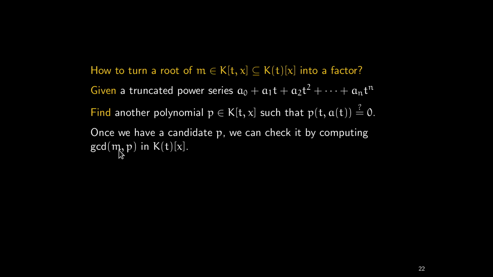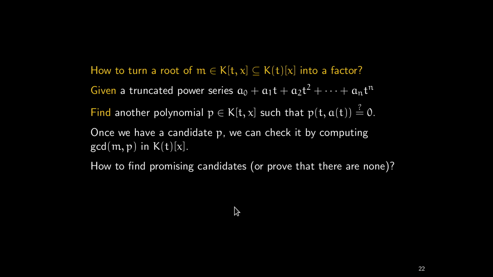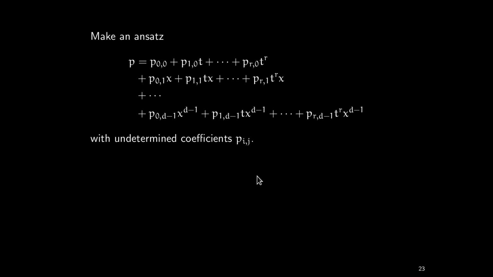But there is still another way how this can break. The GCD could be 1. And this can then mean two things. Either there is no such p, or I haven't taken enough accuracy here, and I would have to repeat with larger n. Okay, but how do I find a p in the first place, or prove that no p exists?